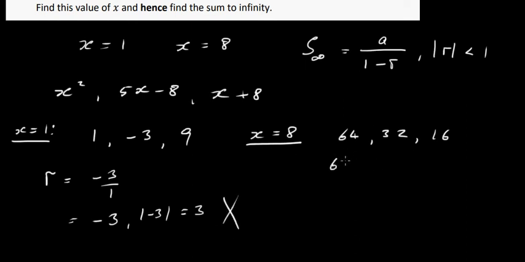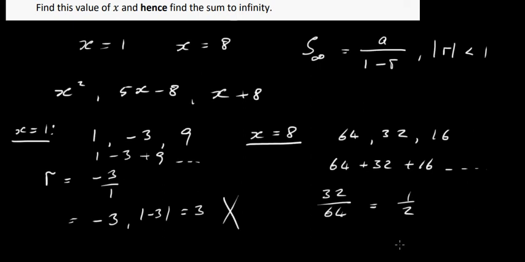If we take this series here, 64 plus 32 plus 16, I'll write it as a series. Really the other one should be 1 minus 3 plus 9, if you like, and continue that on. So if we take 32 divided by 64, that'll give us a half. Now the modulus of a half is a half, the positive value, which is less than 1. So this we can use. So our r here is a half, and a is going to be 64.